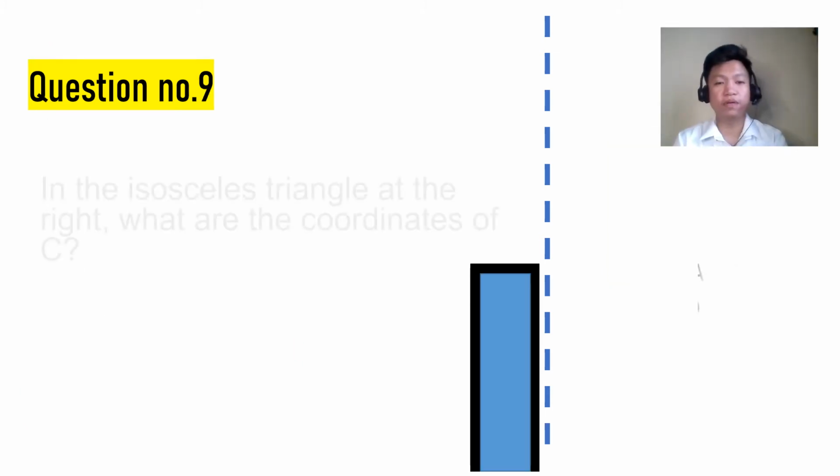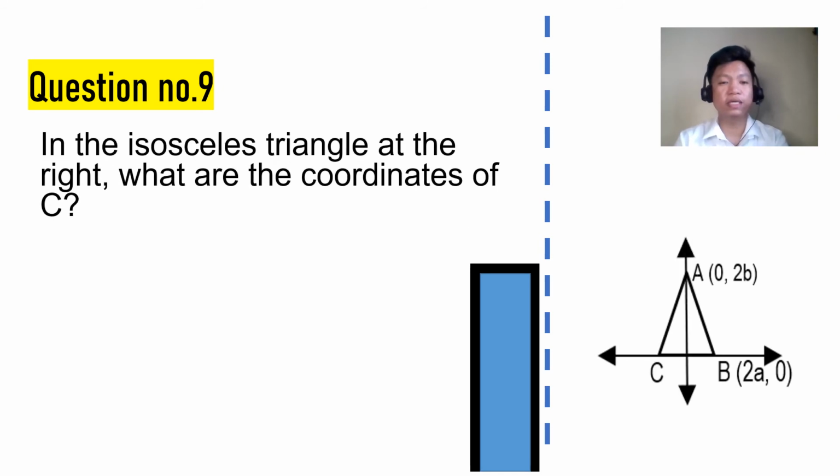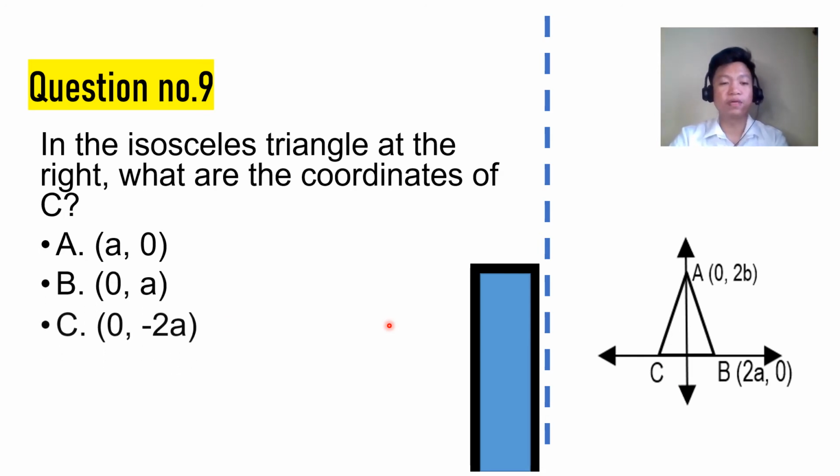Next, question number 9. In the isosceles triangle at the right, ito siya. What are the coordinates of point C? Ano bang coordinates ng point C na to? Is it A, 0, 0A, 0, -2A, or -2A, and 0? Go.